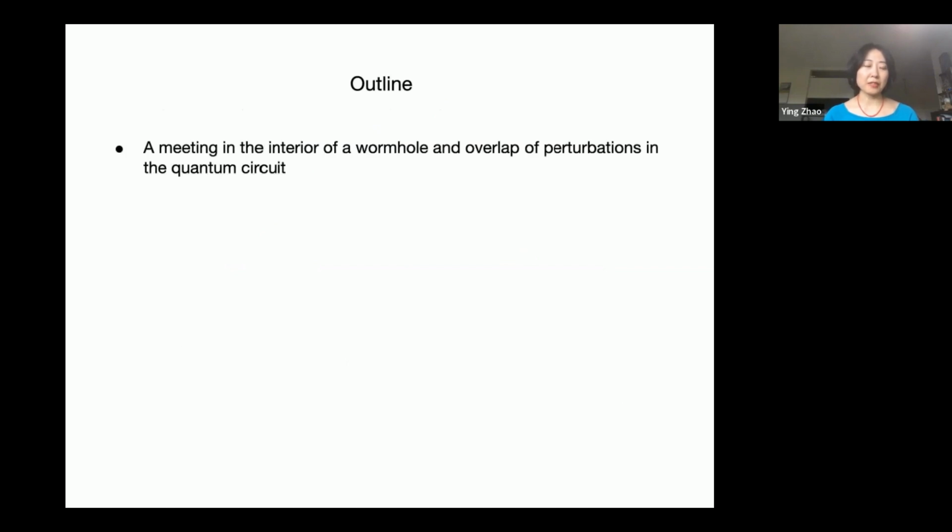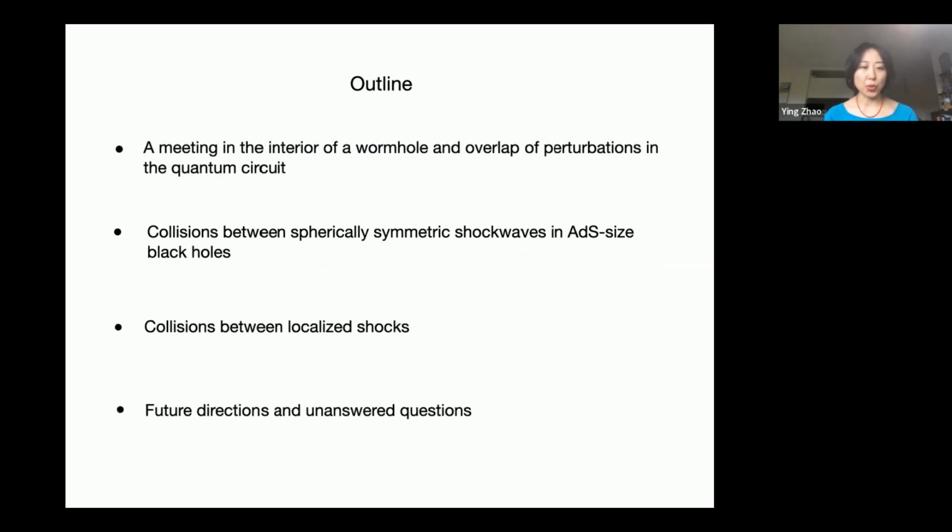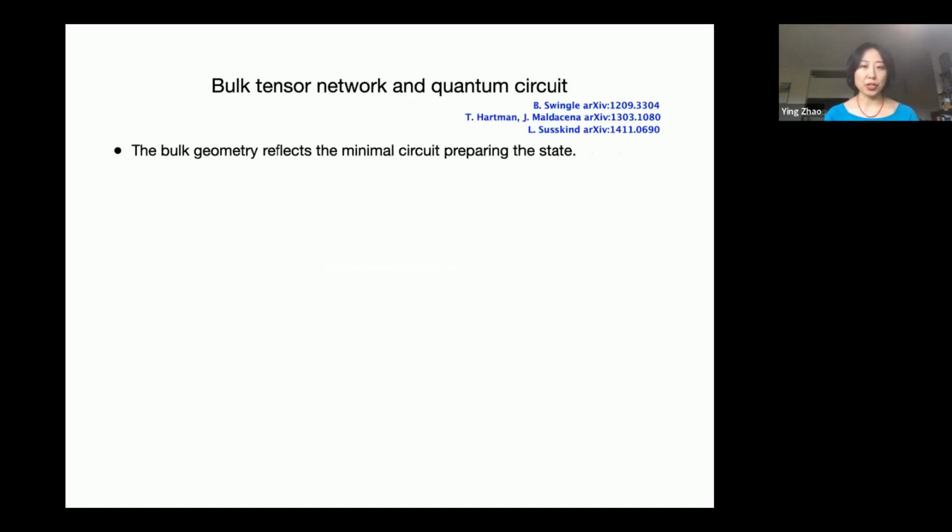So here's the outline of the talk. We will discuss the meeting in the interior of the wormhole and overlap of perturbations in the quantum circuit. We'll discuss collisions. First, we look at collisions between spherically symmetric shock waves in AdS black holes. Then we turn to collisions between localized shock waves. At the end, I will point out some future directions and unanswered questions.